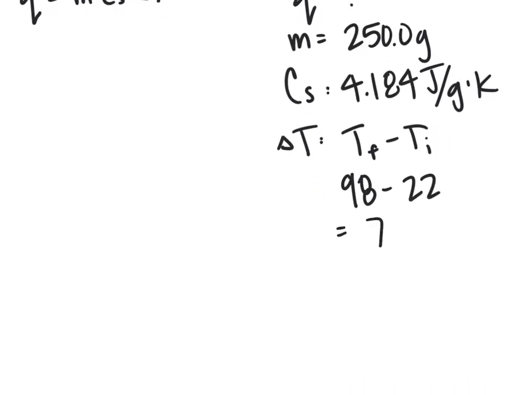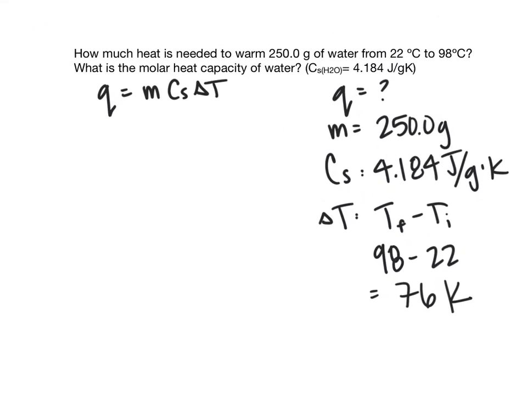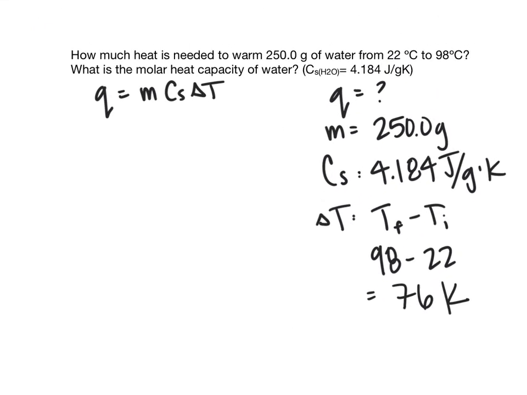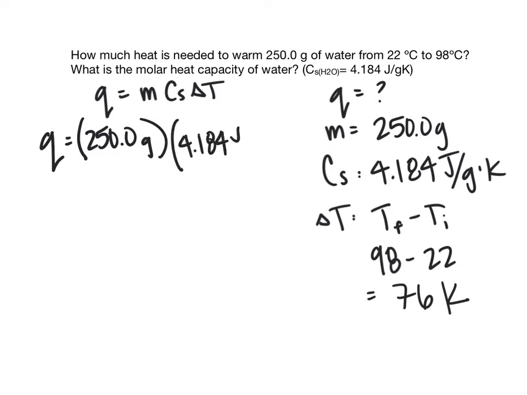Which is 76 Kelvin. Right, because degrees in Celsius and Kelvin is the same. So now we're just going to plug this into our calculation. So Q equals the mass, which is 250 grams, times C sub s, which is 4.184 joules per gram Kelvin.